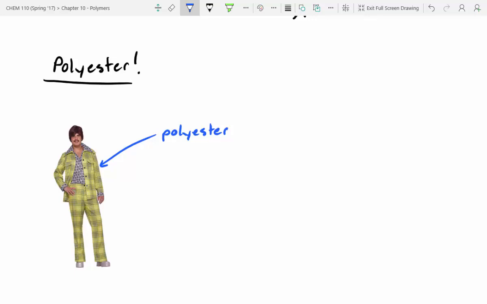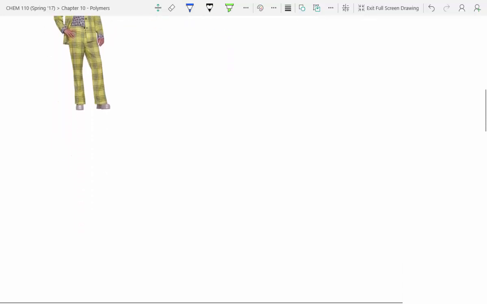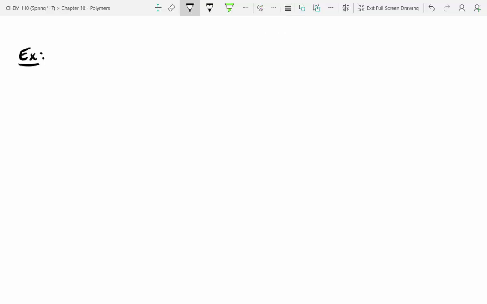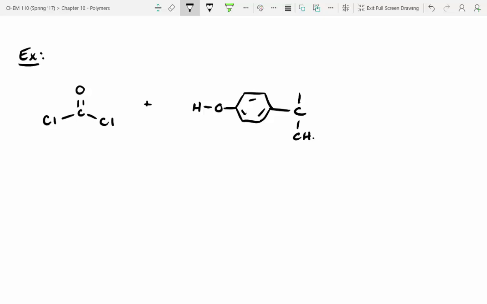All right, we'll do, I think, one more. This is another unique one. Actually, I'm going to draw in my carbons. And again, I'm not going to draw all the carbons here. Just to save a little time, we'll go with bond line. So we're going to do a condensation polymerization.